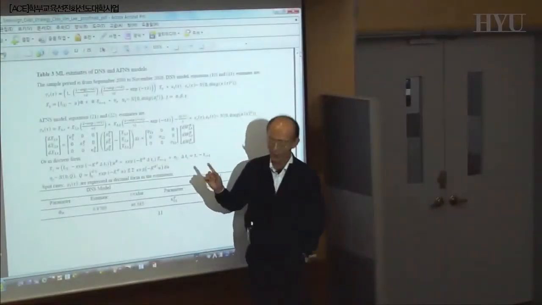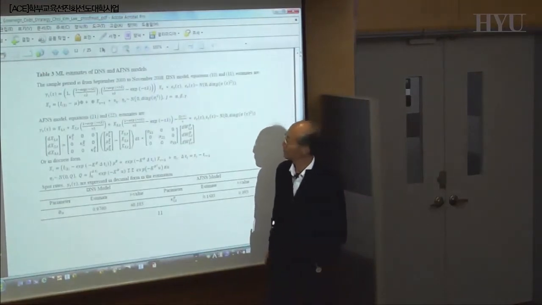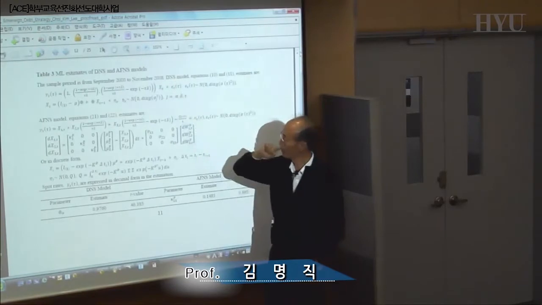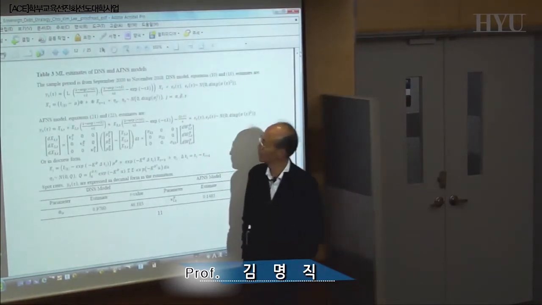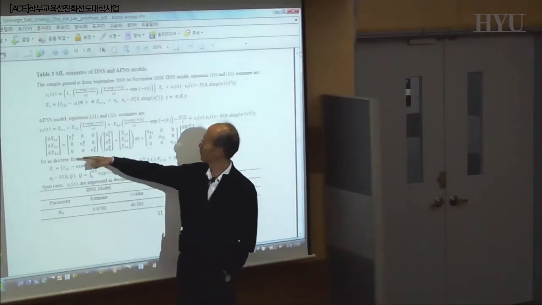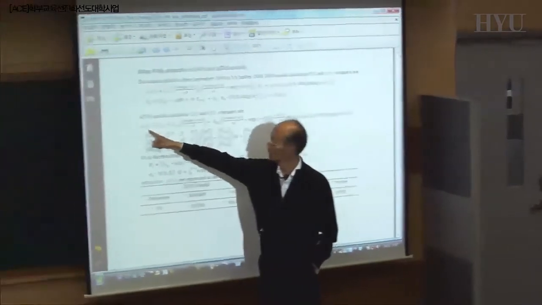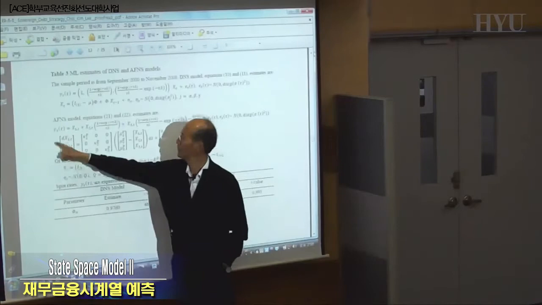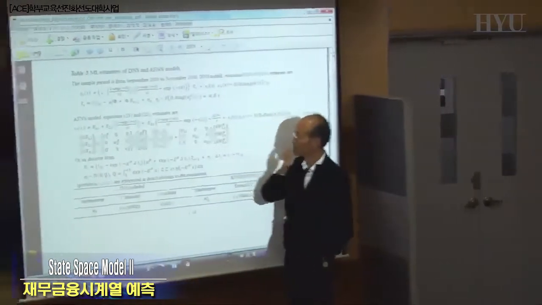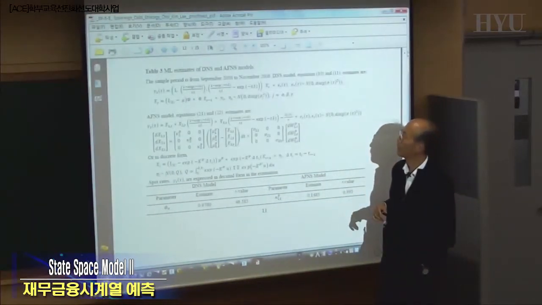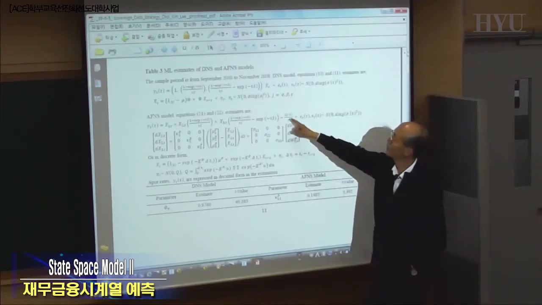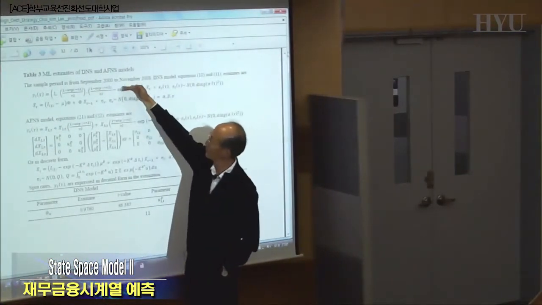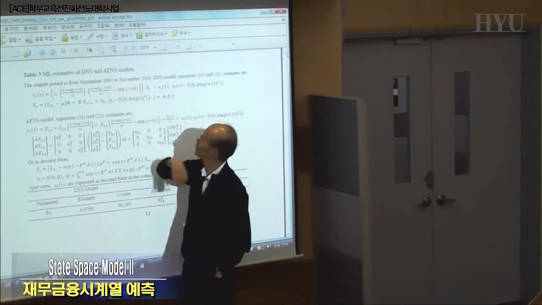This was the model we discussed last time. Dynamic Nelson-Siegel model, where we have the observation equation here, and this part. This one is something else. So let's worry about this one first.